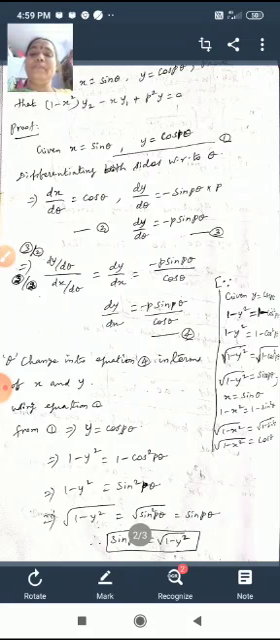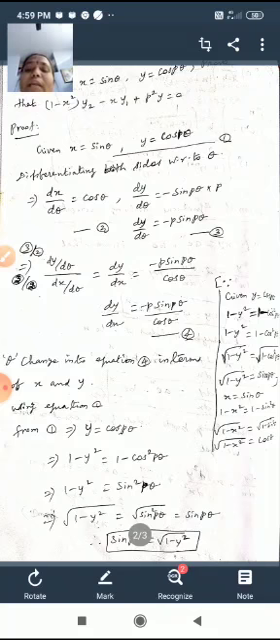Given x, differentiated with respect to θ, dx/dθ = cos θ. Then y equation: dy/dθ = cos pθ, whose derivative is minus sin pθ, and again with respect to θ, pθ has derivative p. Then dx/dθ = cos θ, dy/dθ = -p sin pθ. These are equation numbers 2 and 3.